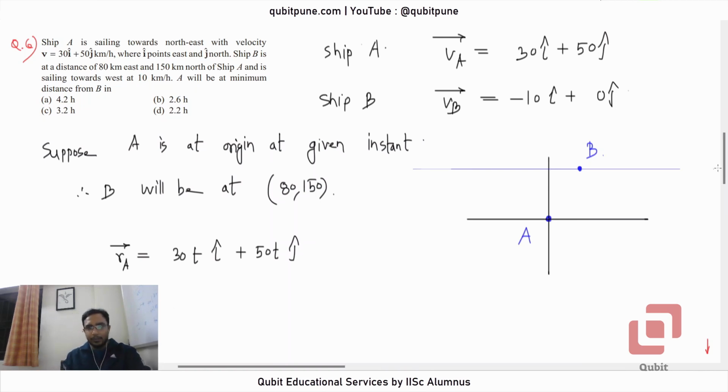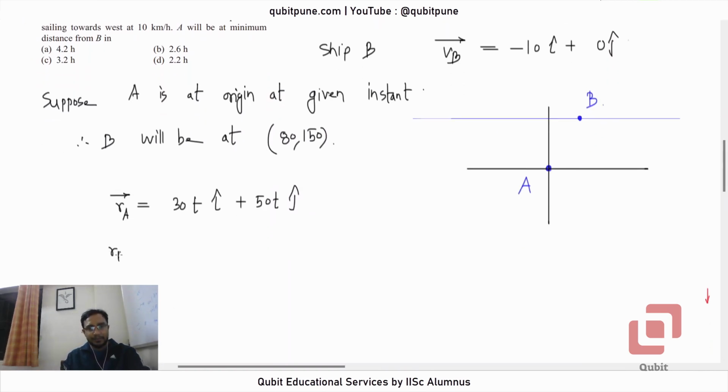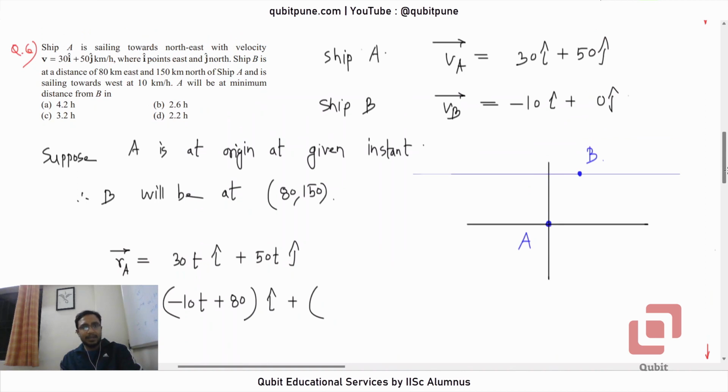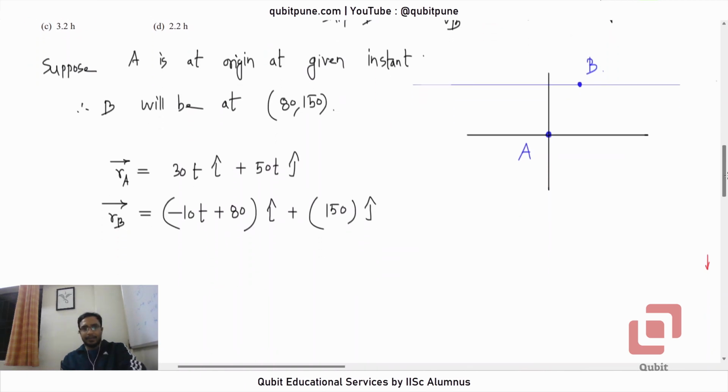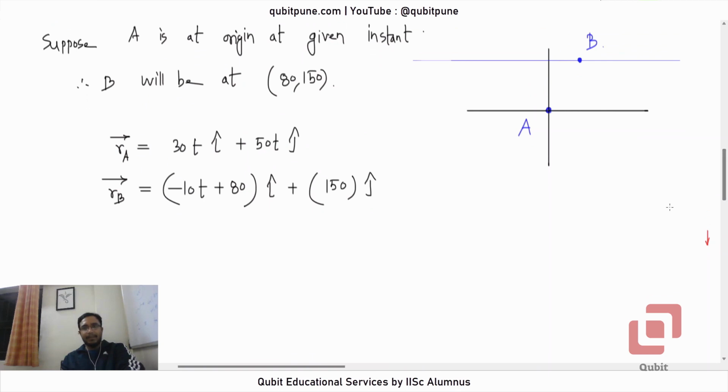Okay. Can you people tell me how can we find the position of B bar? Well, of course we want to integrate VB bar. So it will be negative 10t. But make sure that initial conditions are met. So plus 80 i cap plus 0t. Well, its y position is going to remain constant, so let me not write the t part. Okay, what, 150 j cap. Is that clear? Yes, sir. Okay.